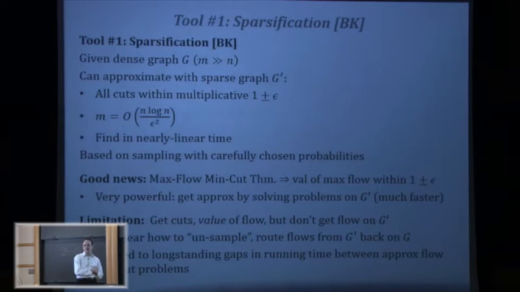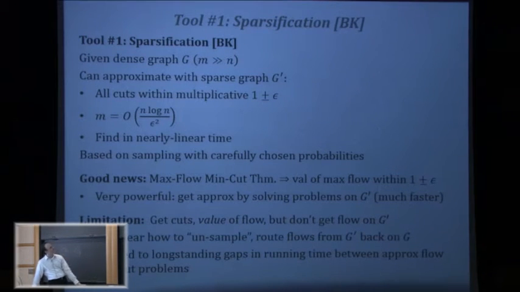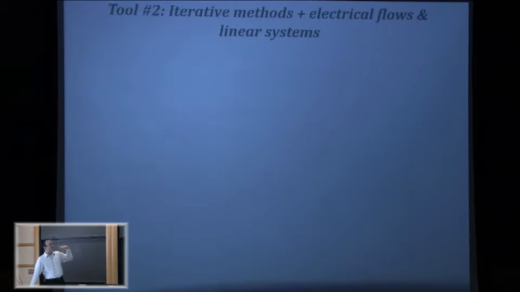So again, you can find the size of the cut by duality, but not the actual flow, because there's just no way to take this flow here and route it back in the original graph. Did that make sense to people? Is everyone with me? OK, good. So that was my first tool. And the limitation we're really going to have to deal with, because we're going to want to find an actual flow. OK, so number 2, the other kind of thing we're going to build on, is iterative methods.